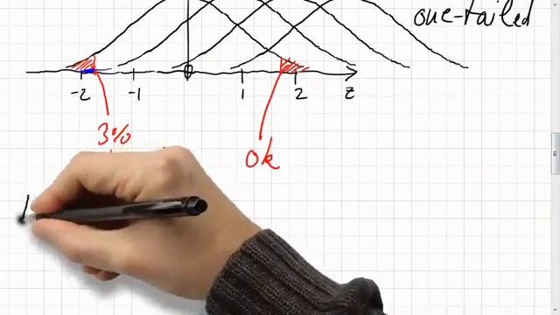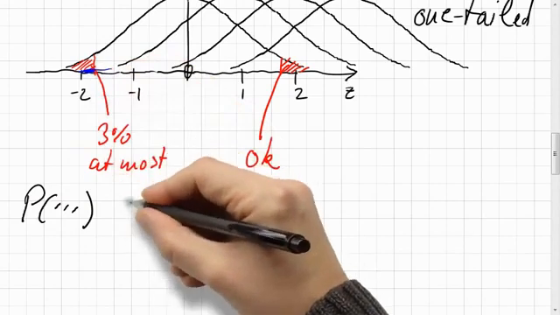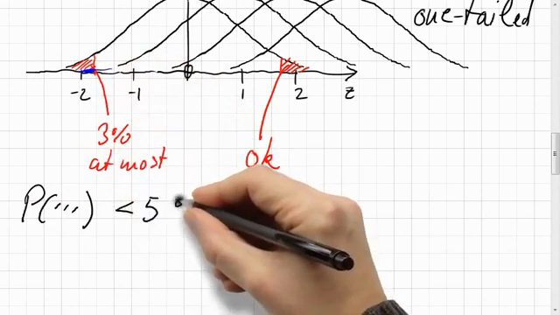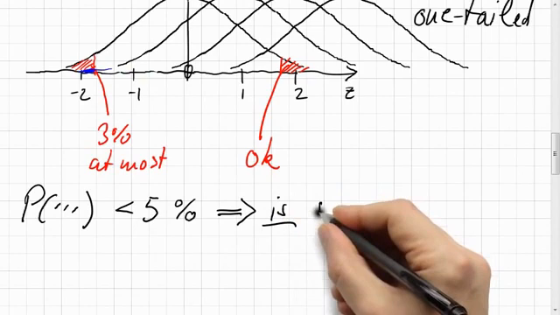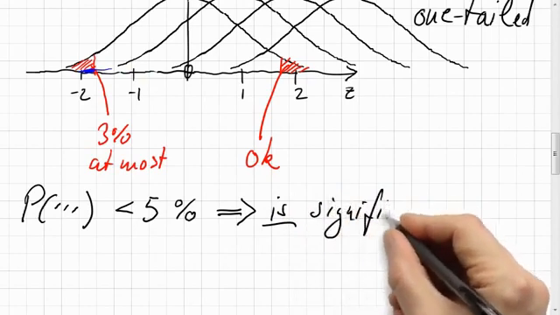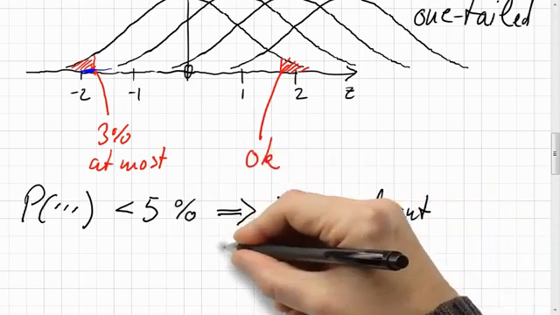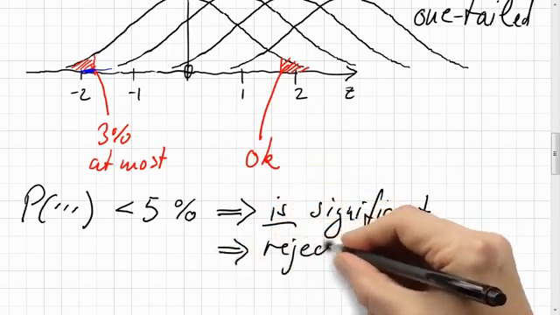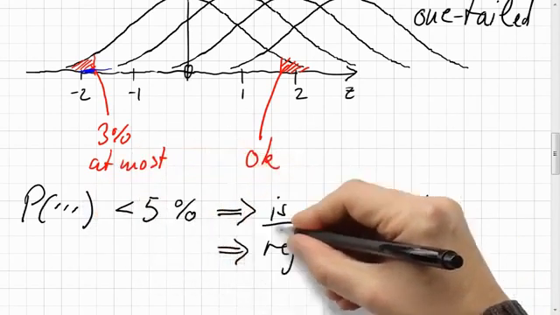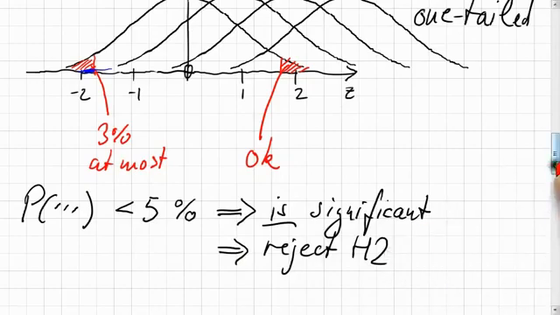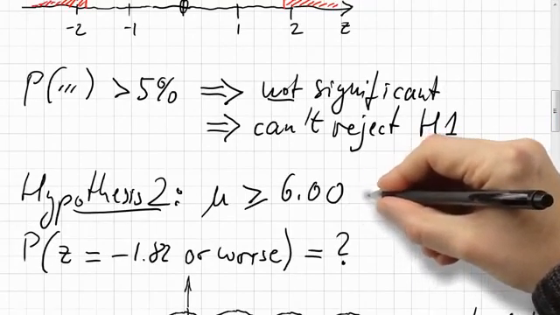And now comes the important part. What's the probability of ending up with that z value, or a worse one? Well, that's 3%, which is smaller than 5%, the regular threshold for significance. So this is significant. Something has happened that is highly improbable. Its probability is below 5%. That's a significant event. And hence, we reject that hypothesis. What we learn is that this drug does not seem to increase that specific blood level.